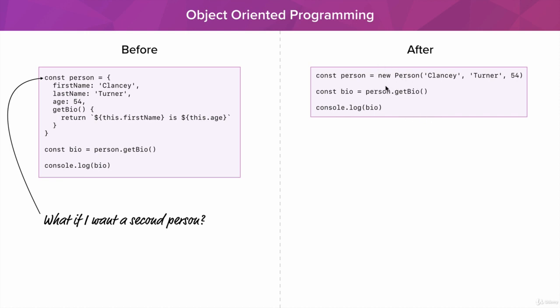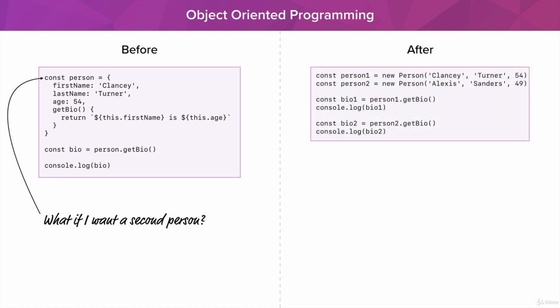Now we'll talk about how to actually set this up in the next video, but we've seen something like this before when we worked with dates. We created a new date and then we used the various date methods. Here we're making a new person and we're using the various person methods. Now, if I wanted two different people, how would I do that? Well, all I would do is add two calls to the person function with new up front.